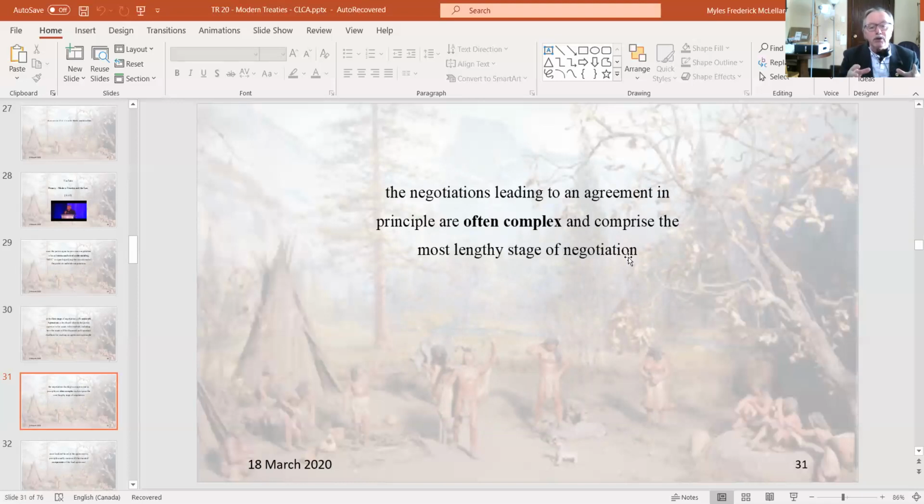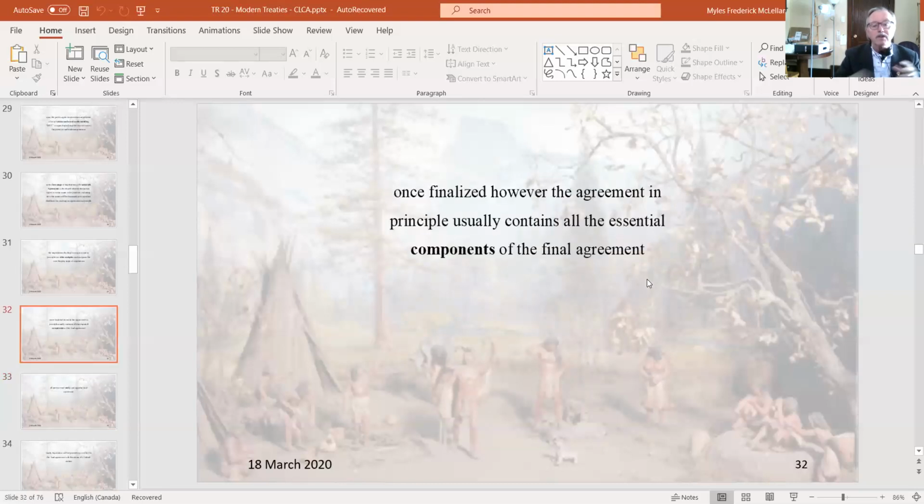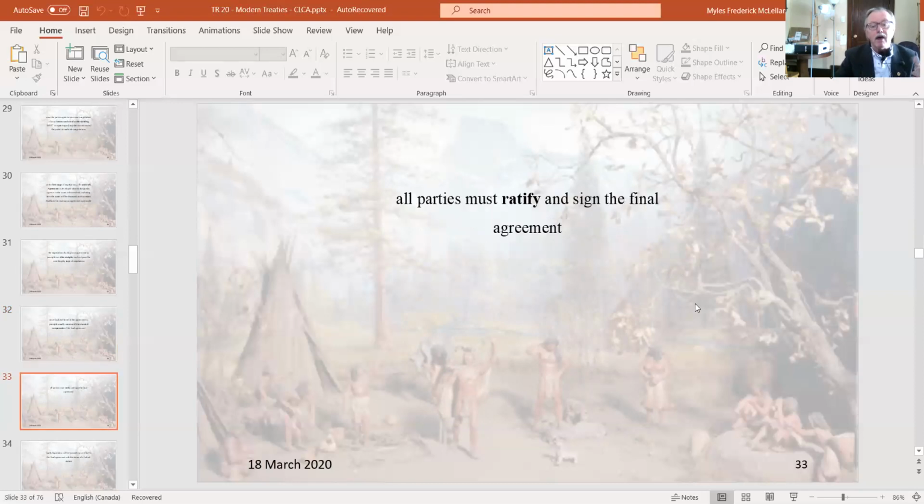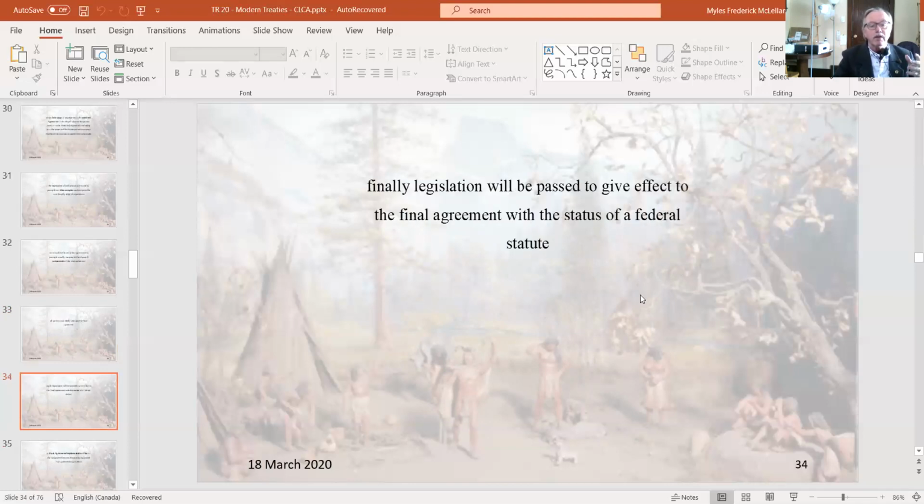The negotiations leading to an agreement are very complex, and obviously the negotiations themselves comprise the most lengthy stage of the treaty process. Once finalized, the agreement in principle usually contains all the essential components of what is to become the final agreement. And obviously all parties must ratify, which simply means all parties must consent to the final agreement. And then after the terms have been finalized, then as mentioned before, the federal government will pass legislation giving the agreement the status of a federal statute.